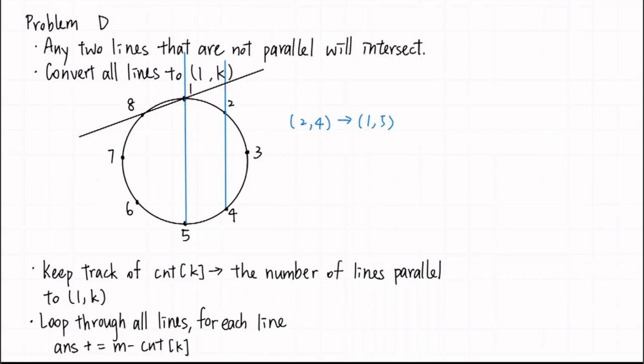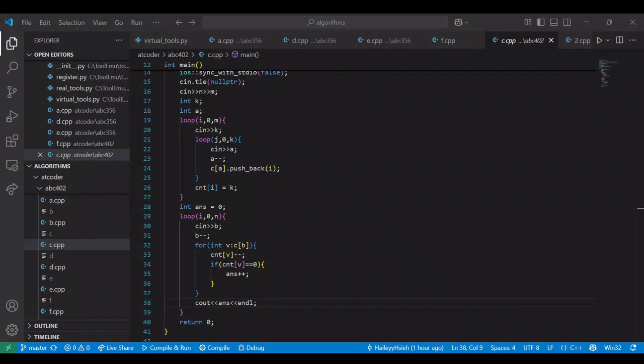And so we can do this for all other lines and update the answer by subtracting the total by the number of lines that are parallel. In the end, we will need to divide the answer by 2 because each intersection will be counted by both lines. And let's look at the code for the specific implementation.